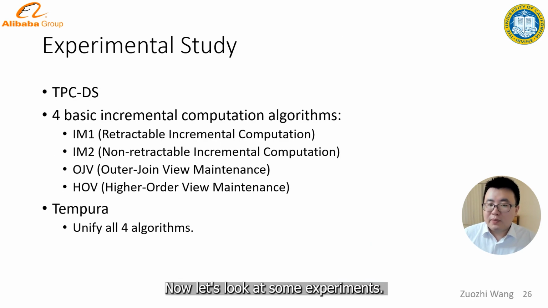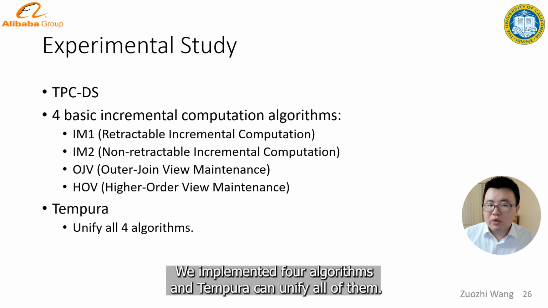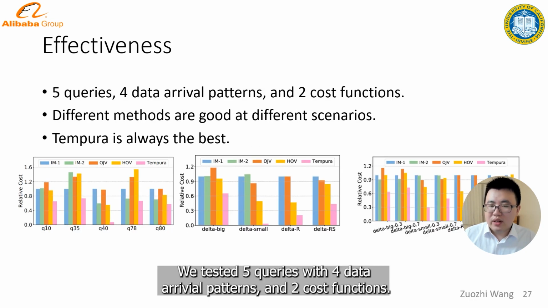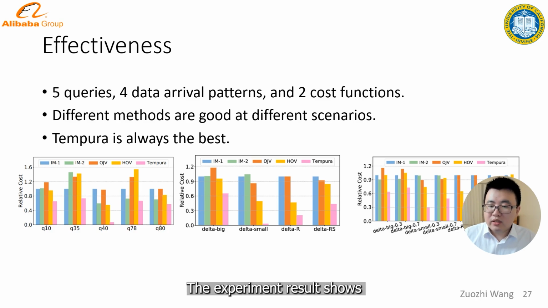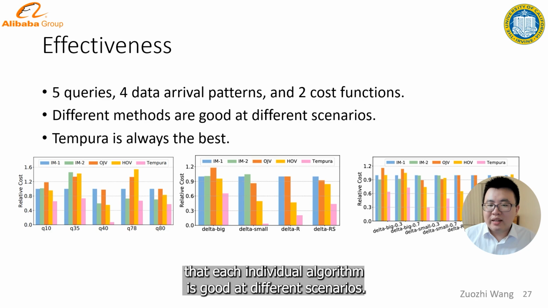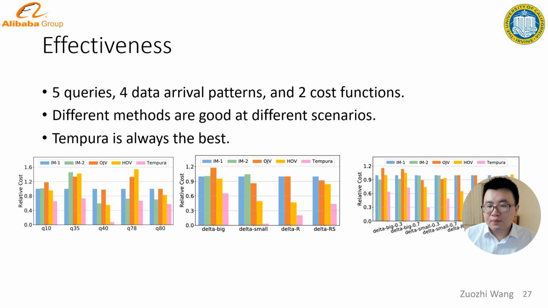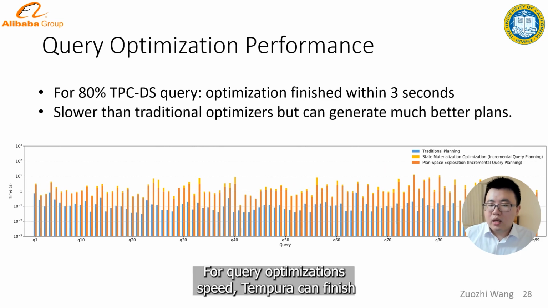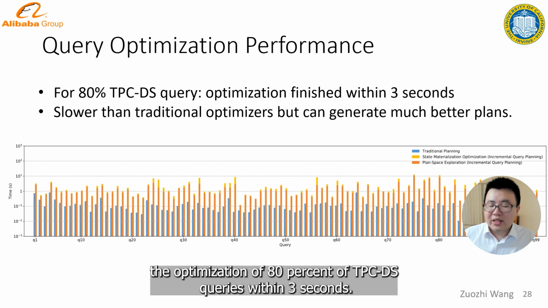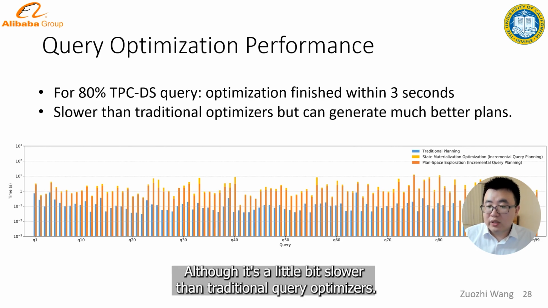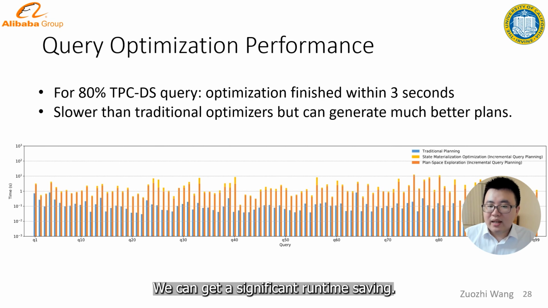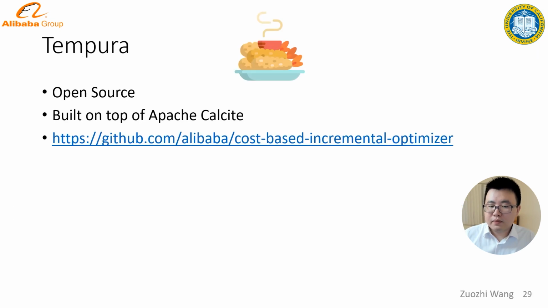Now let's look at some experiments. We implemented 4 algorithms, and Tempura can unify all of them. We tested 5 queries with 4 data arrival patterns and 2 cost functions. The experiment results show that each individual algorithm is good at different scenarios, but with Tempura, we can always find the best plan. For query optimization speed, Tempura can finish the optimization of 80% of TPC-DS queries within 3 seconds. Although it's a little bit slower than traditional query optimizers, we can get a significant runtime saving.